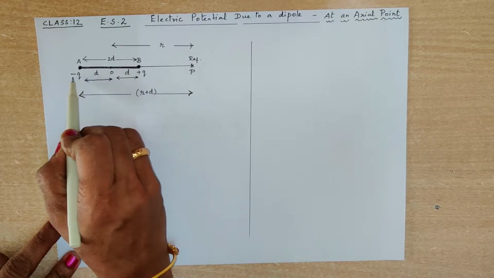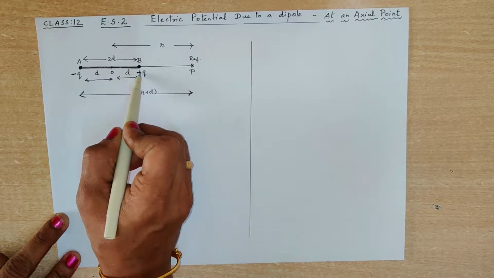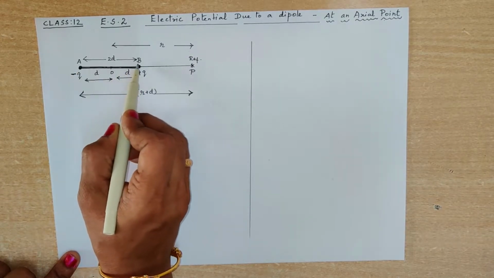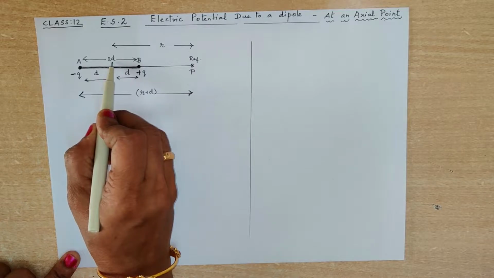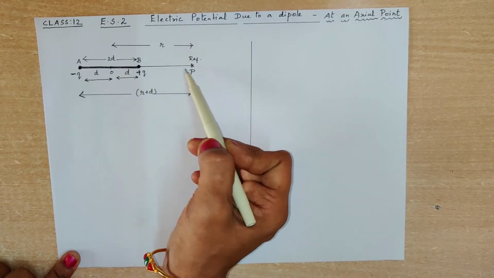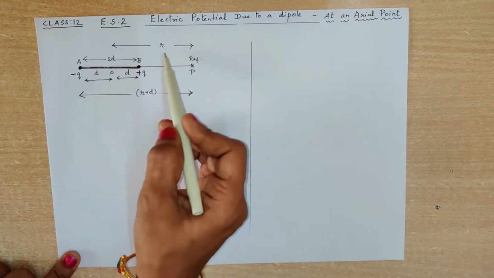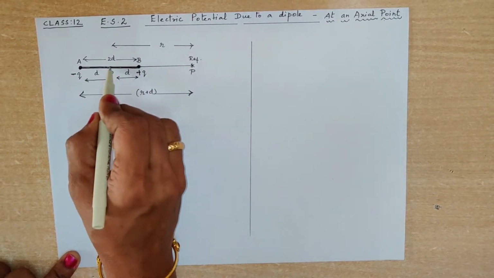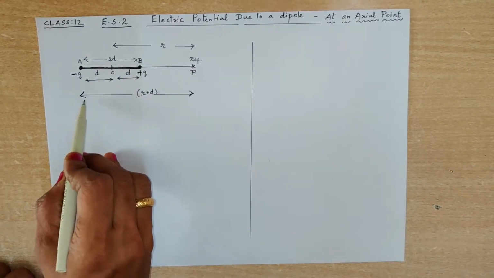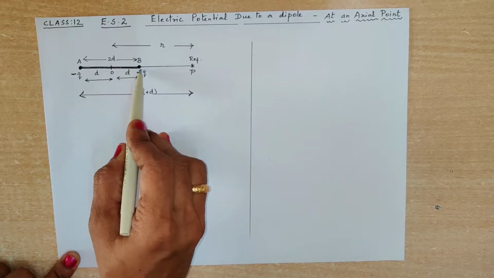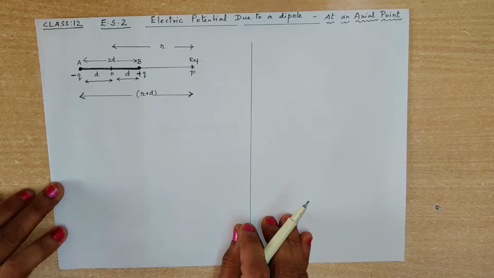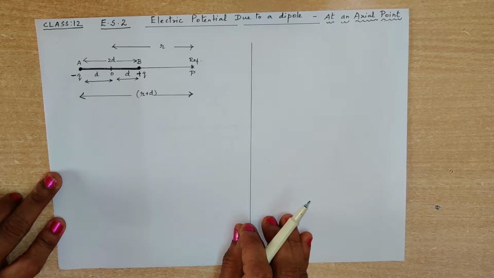The diagram shows a system having equal and opposite charges, minus q and plus q, located at the points A and B and separated by a certain distance 2d. And here is the reference point P on the axial line of the dipole, at a distance r from the center of the dipole. Hence, r plus d is the distance AP and r minus d is the distance BP. Now we have to derive the expression for the potential.